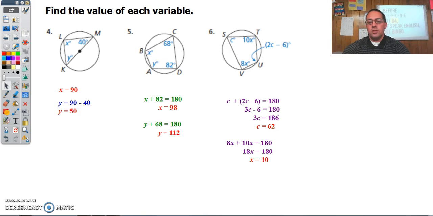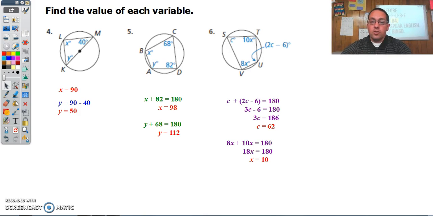Inscribed angles, inscribed polygons. An important thing to remember, an inscribed angle is half the measure of its intercepted arc. An inscribed right triangle will always have the diameter as the hypotenuse. Again, it has to be a right triangle. If it's not a right triangle, then it won't have the diameter as a side. There won't be a hypotenuse, obviously.